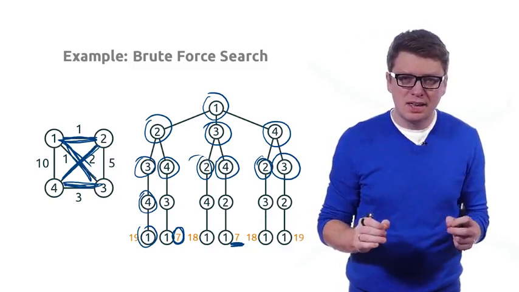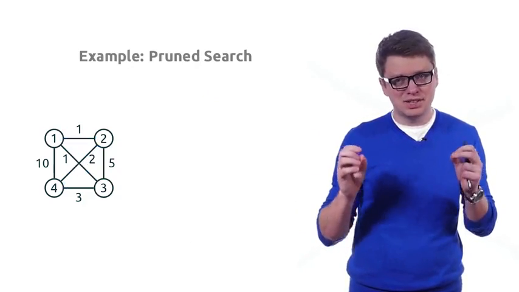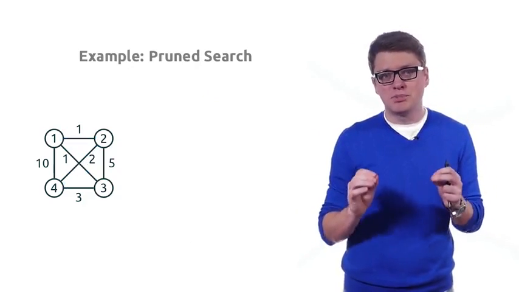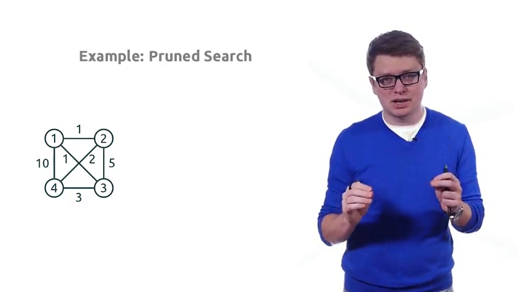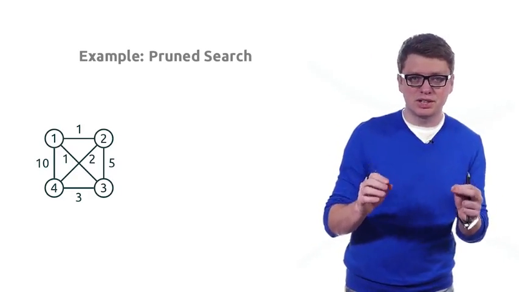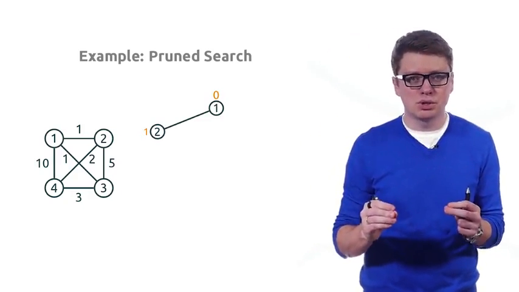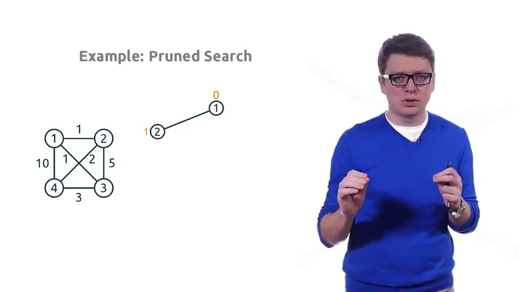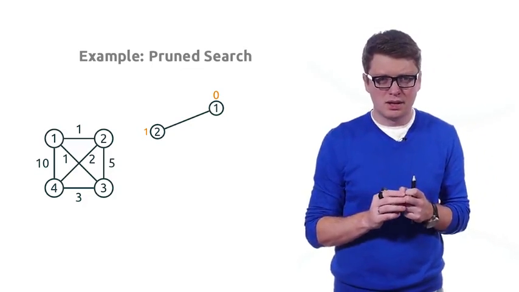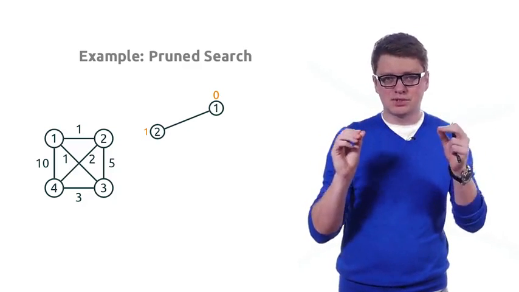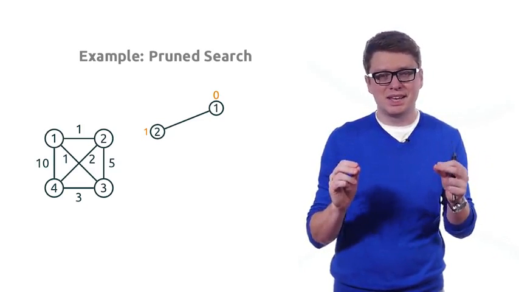Okay, and now comes the idea of pruning the search tree, and this is actually the essence of the branch and bound technique. Let's do the following. Let's construct this recursion tree just node by node. So we start at node number 0. When we just stay at node number 1, the length of the current subpath is equal to 0 because we haven't yet traversed any edge.